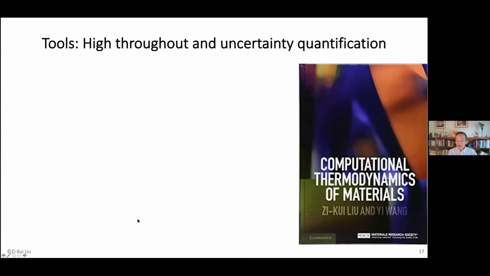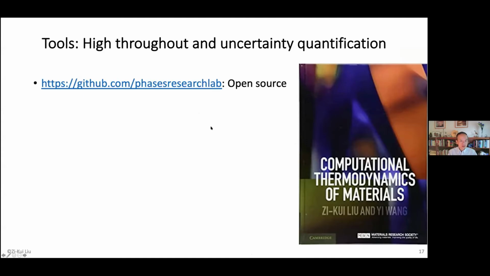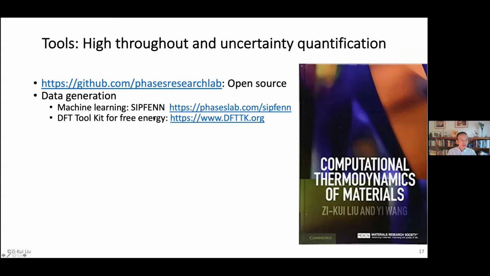To do all those things, of course, we need digitization. We need tools. As was mentioned, I have a book published a few years ago. It's trying to put this together. Our tools are open source. If you go to github.com, Faces Research Lab, you see all our tools there. And our tools have maybe two or three components.